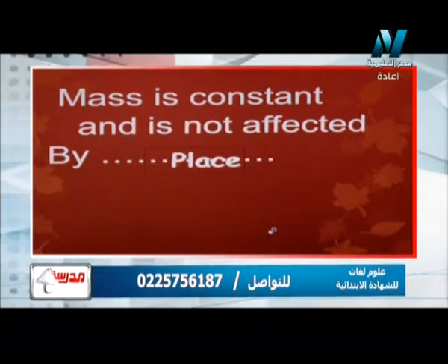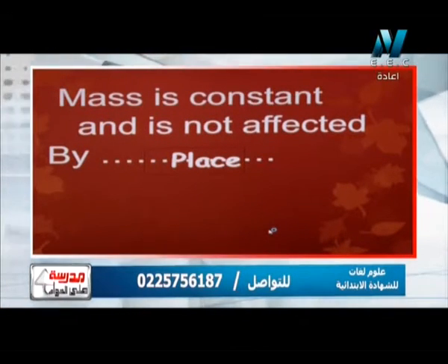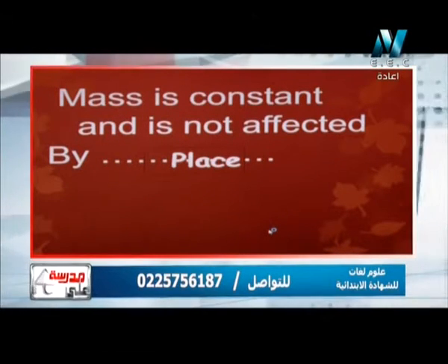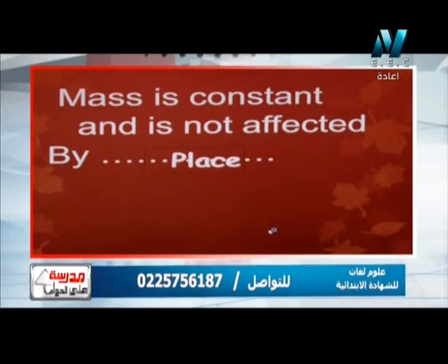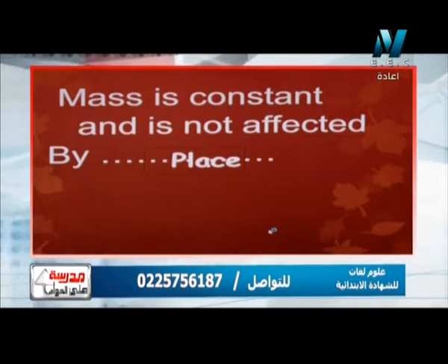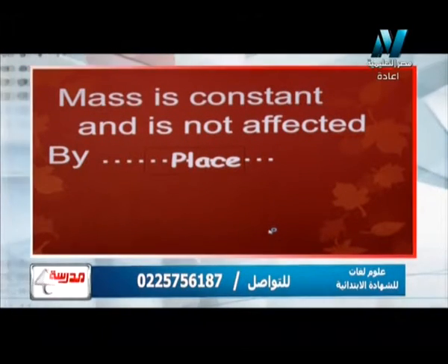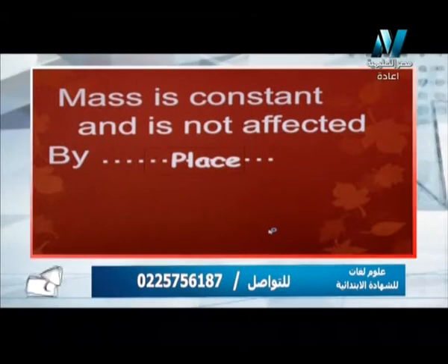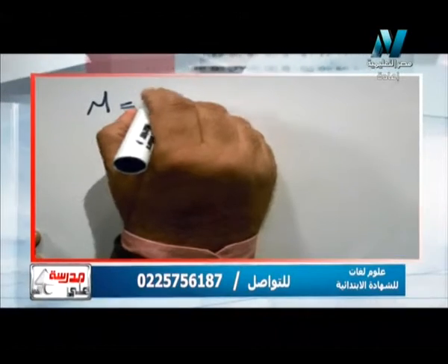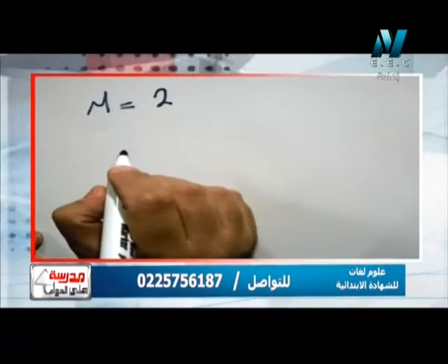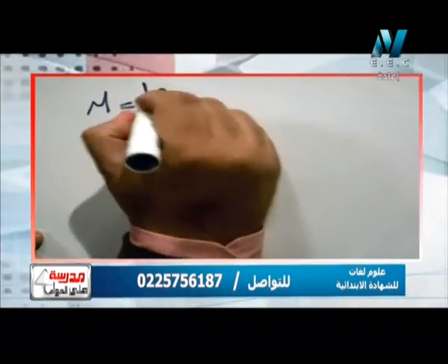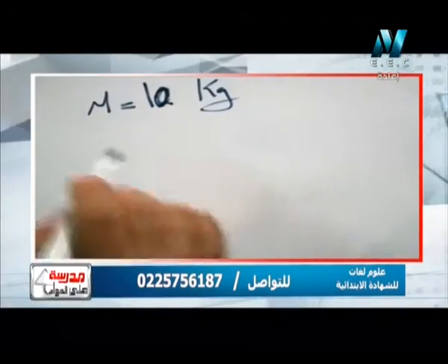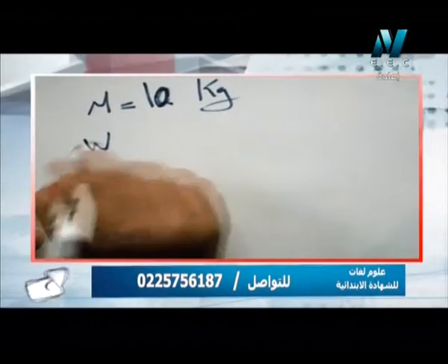I have this problem. It says an object whose mass on Earth is equal to 10 kilograms. Can you give me a chance to write this question, Mr. Yasser? Okay. An object whose mass on Earth is equal to 10 kilograms. Calculate its weight on the surface of the Earth.